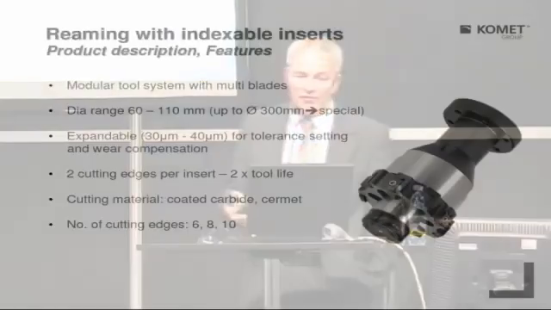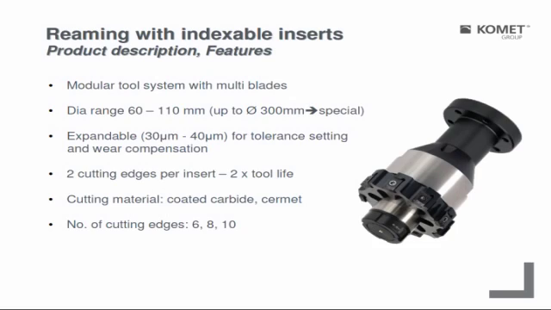So the product description and the features: a modular tool system with multi-blade. It's not just a single point reaming, it's multi-blade reaming. The diameter range is up to 110 millimeter in standard and up to 300 millimeter in a special tool. It is expandable or adjustable in a range of 30 to 40 microns. That means after your size drops down and you reach the lower side of the tolerance, you can increase it 2-3 times to remain in the H7 tolerance.